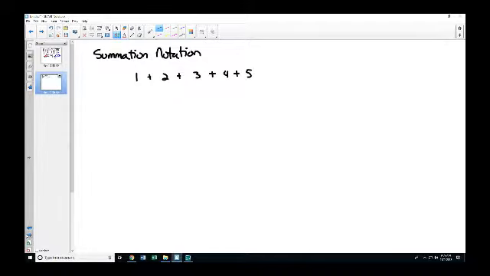That's a sum, correct? When we do summation notation, we have a way to write that as a formula, using the Greek letter sigma, the capital sigma, in fact.